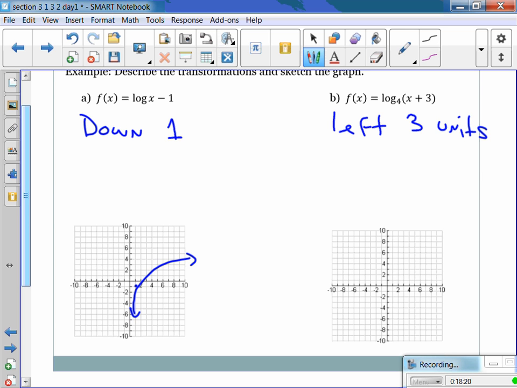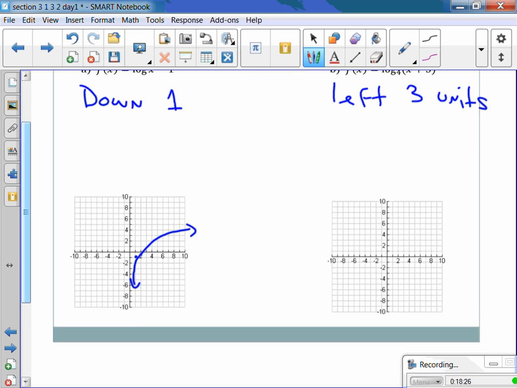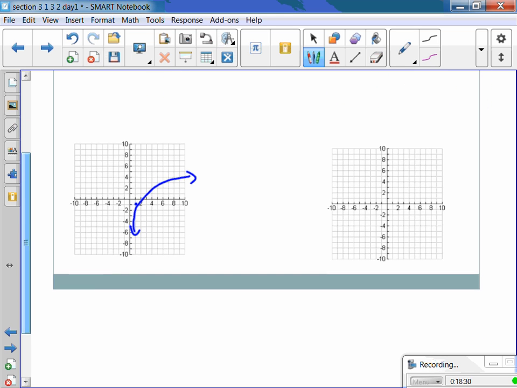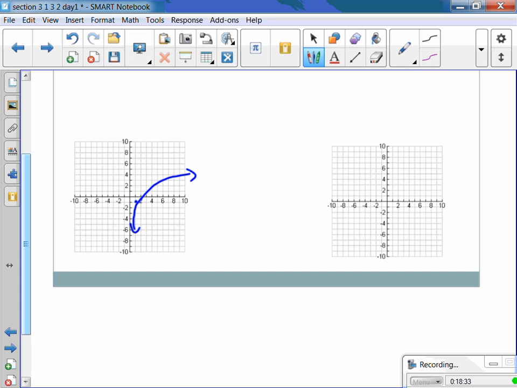So what has moved? My asymptote, which was at x equals 0, is now where? X equals negative 3. What else moved? My intercept, which is where? Right, it was at 1, 0, so now 3 units to the left. It's now at negative 2, 0, giving us the graph.